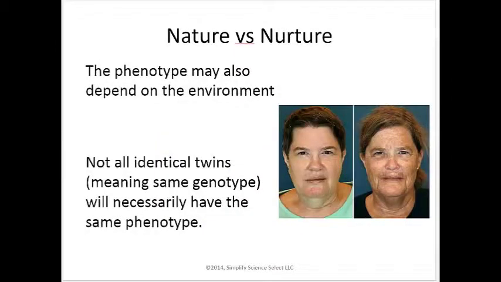Now, the genotype isn't always the only predictor of what the phenotype will look like. The phenotype might also depend on the environment. Some animals express different genes based on temperature. There's any number of things. The proof of this is you can take two identical twins, they don't necessarily have all the same phenotypes. For example, one could be taller than the other. Maybe one had a different diet than the other.